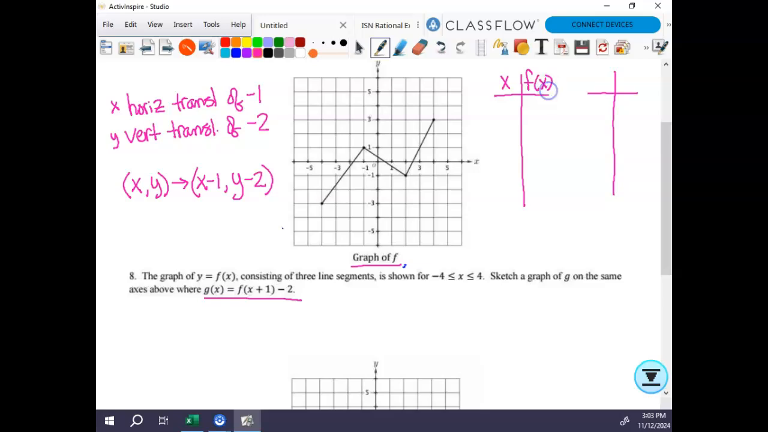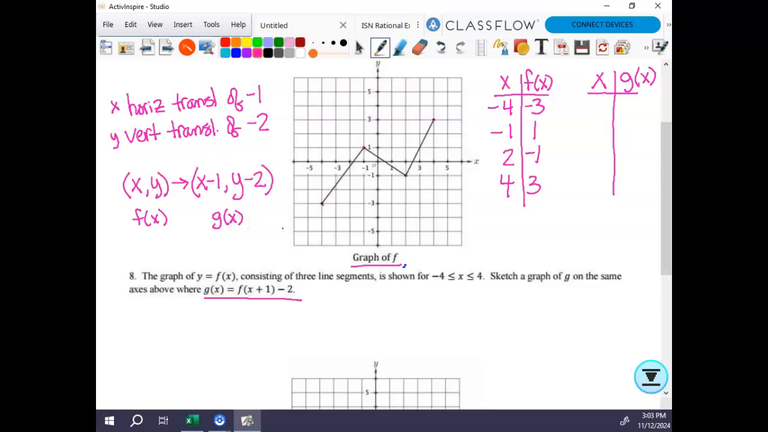We're going to pick off key points here. So at this point here, that's -4, -3. Then I've got this point here. That's -1, 1. I've got this point, which is 2, -1. I've got this point, which is 4, 3. Okay. Then I'm going to do x and g of x. Okay. So remember, this basically represents f of x, and this represents g of x.